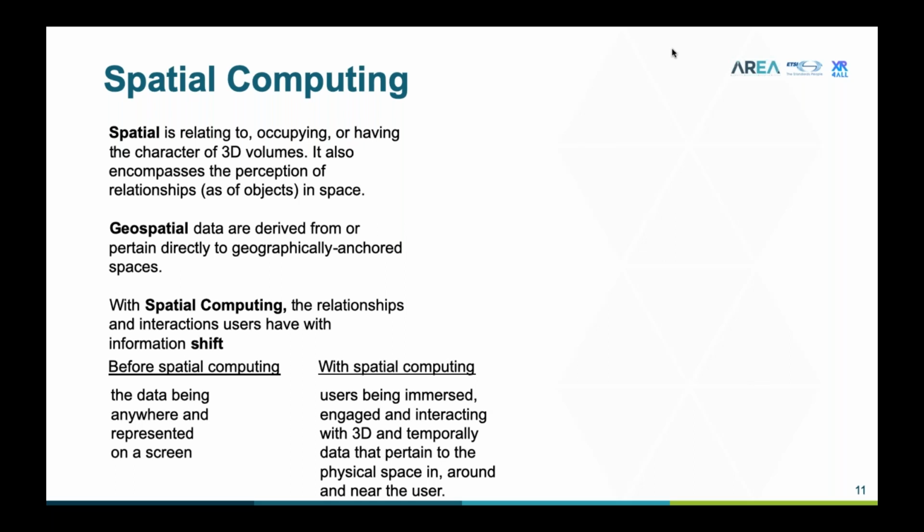But with spatial computing as a broad topic, I thought it was helpful to point out that the relationships and the interactions that users have with information are shifting. Before spatial computing, our interactions and relationships are with data on a screen, whether it's a portable screen, a see-through screen, or a desktop or laptop screen. And that data is from anywhere and can be about anything close by, in close proximity or far away. But with spatial computing, users are more immersed and engaged, interacting in 3D and in a time domain with data that pertains to the physical space that the user is in or nearby.